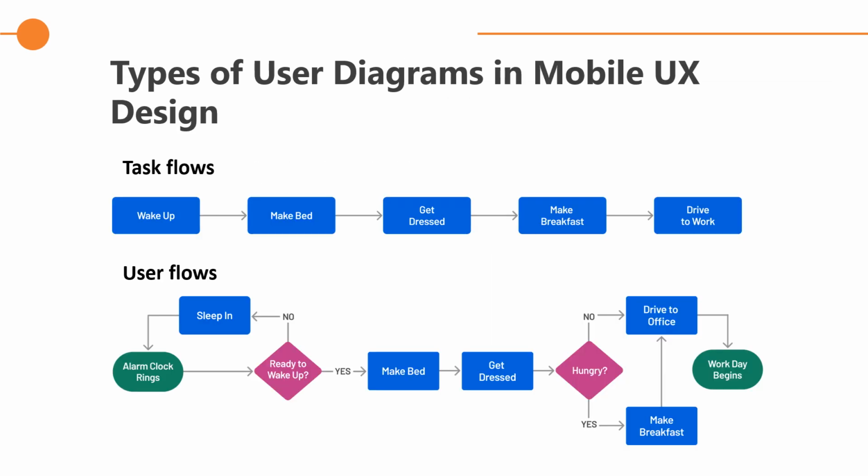Now, there are a few types of diagrams that are used to show the user flow within mobile UX design. There's the task flows, and this is just a one path flow chart, when you're trying to accomplish one specific mission. Then there's what they call the wire flow, which is a little bit more complicated.